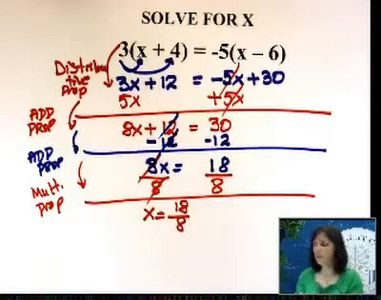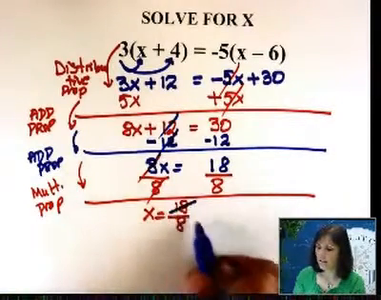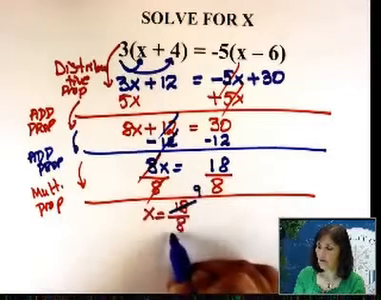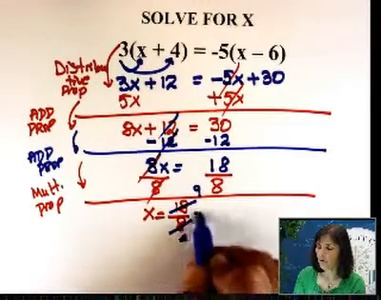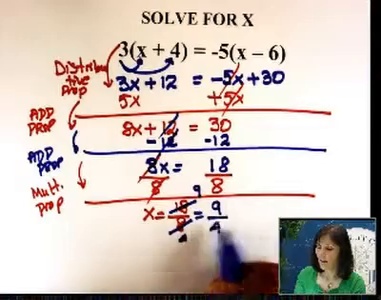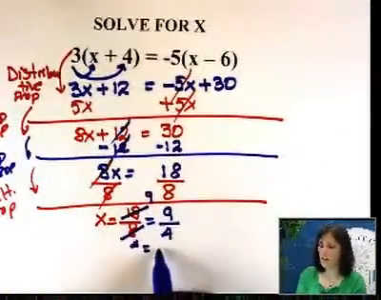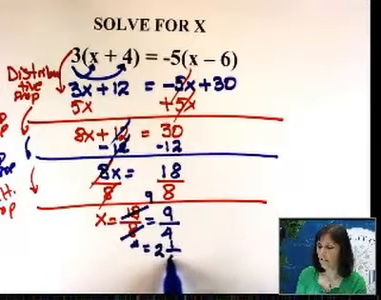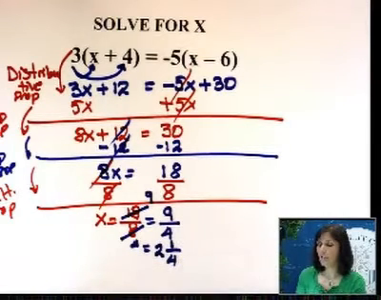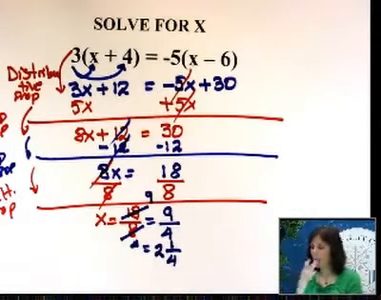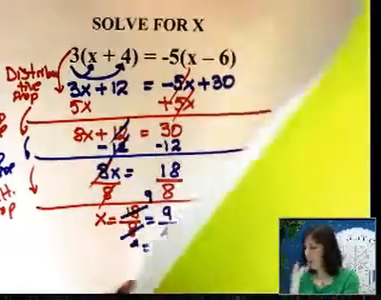Always simplify. 18 divided by 2, that's 9. 8 divided by 2, that's 4. 9/4. And from your fraction video, you know that you can also write 9/4 as 2 and 1/4. 2 times 4, 8, plus 1, 9. All right.